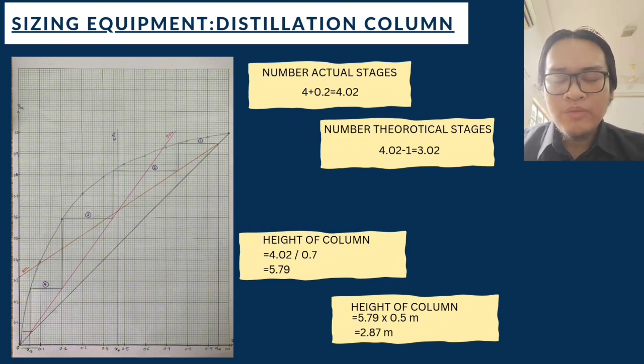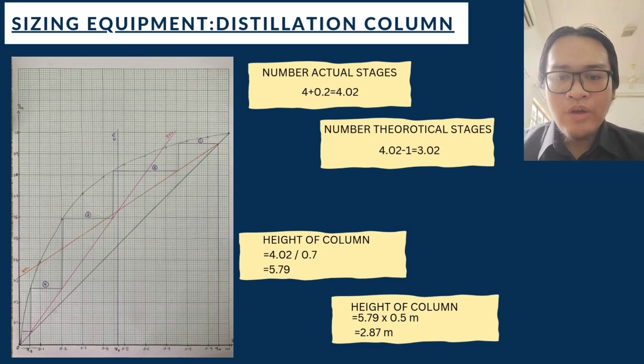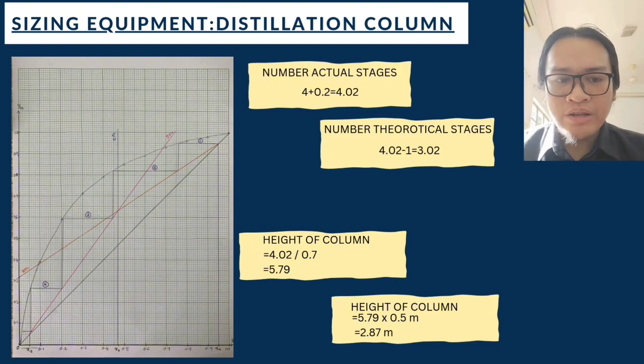So after we get the number of actual stages, we can use this to show the head of column. For the head of column, we have two assumptions: the first one is tray efficiency and tray spacing. For the tray efficiency, we assume that the tray is 0.7. After we divide it by the number of actual stages, we get 5.79. After that, we calculate the head of column, which is 2.87. I assume that the tray spacing for our distillation column is 0.5 meter.